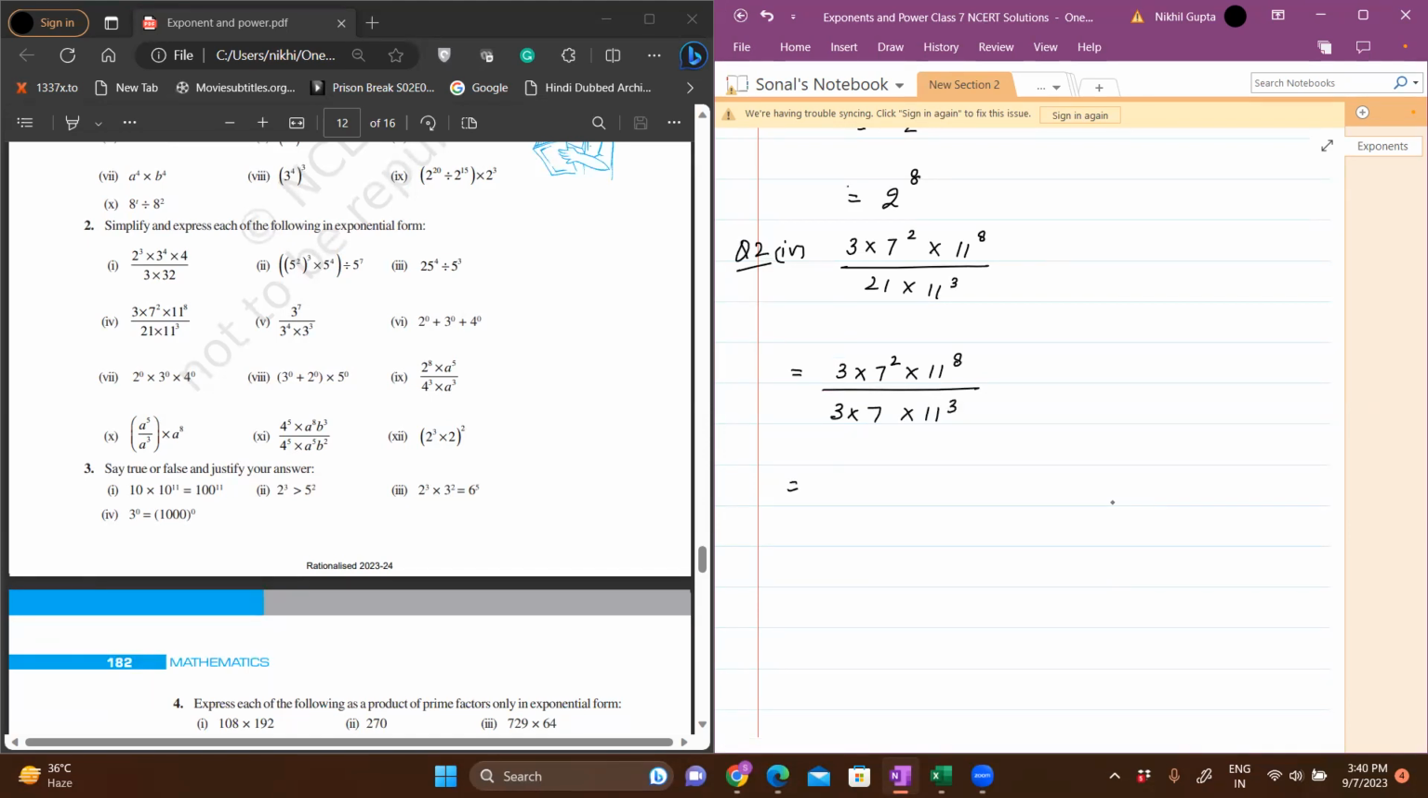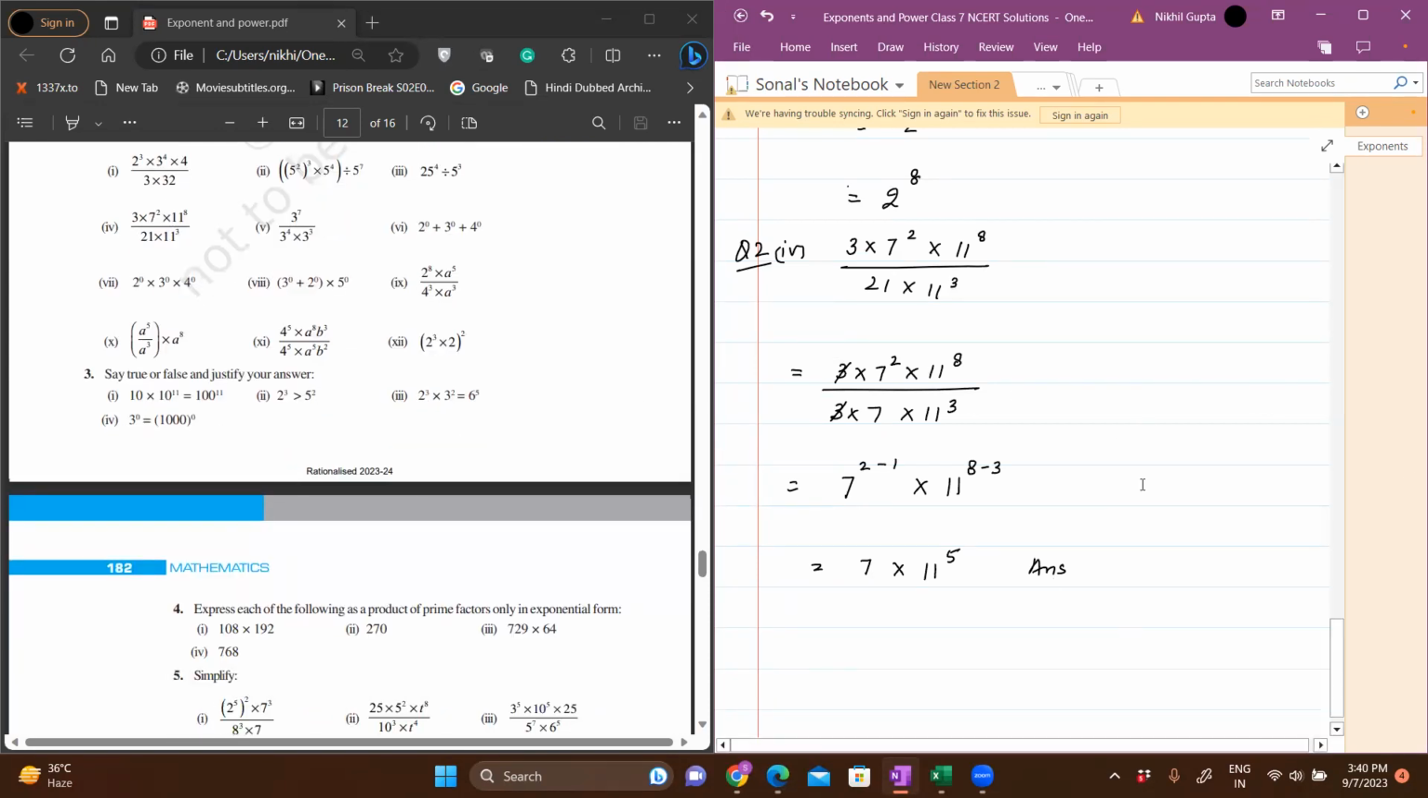Now you can check, 3 and 3 can get cancelled with each other. 7 to the power 2 divided by 7 will be 7 to the power 2 minus 1. And same here, we use the quotient law, 8 minus 3. So this will be 7 multiplied by 11 to the power 5. This is the answer. Because we need to leave the answer in the exponential form only, we can leave it here.